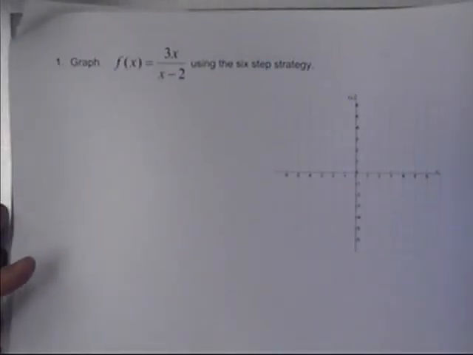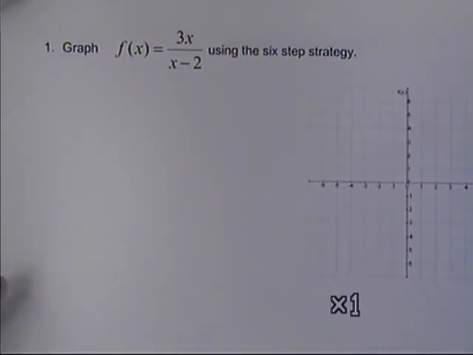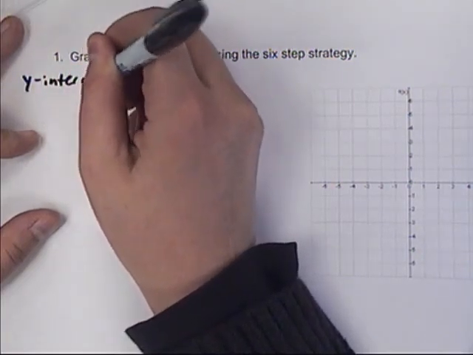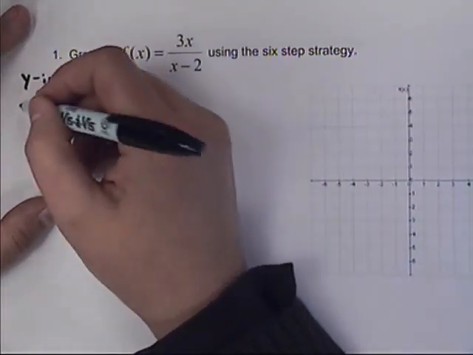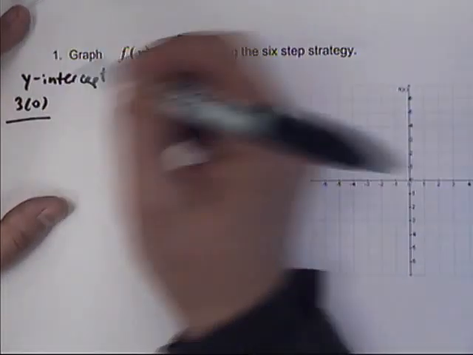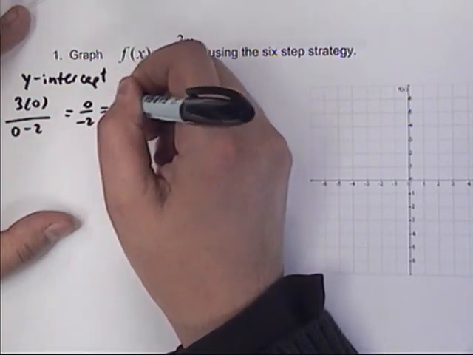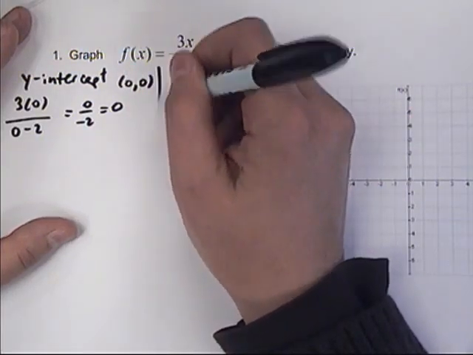So let's start with the first graph, number 1. The first thing we're going to do is find any y-intercepts. Well, functions only have one y-intercept, and that comes from placing a 0 where the x values are. So if we have 3 times 0 over 0 minus 2, that would be 0 divided by negative 2, or 0. So we do have a y-intercept at (0, 0), the origin.